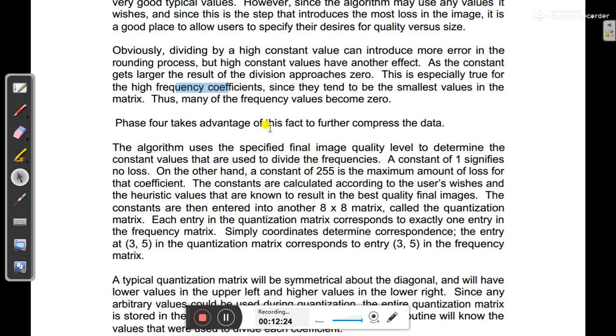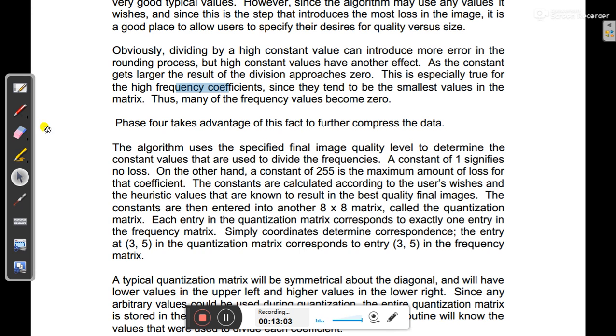Phase 4 takes advantage of this fact to further compress the data. So this fact is taken as an advantage in phase 4, due to frequency values becoming zero if you divide by higher constant values. The algorithm uses the specified final image quality level to determine the constant values that are used to divide the frequencies. A constant of 1 signifies no loss. On the other hand, a constant of 255 is the maximum amount of loss for a coefficient.